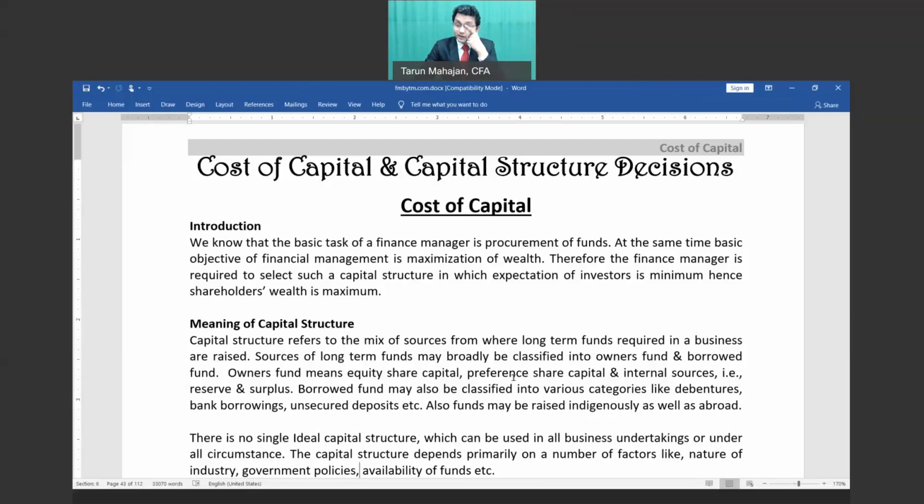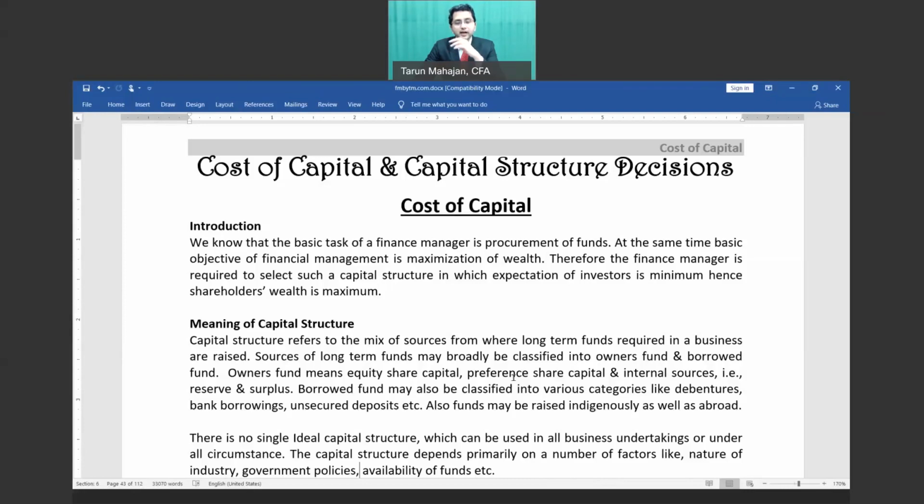There are two things: one is capital employed and the other is capital structure. I need 10 lakh rupees for my business. That is capital employed. Now, there are various possible mixtures of various sources of finance that I can create for this 10 lakh rupees. That is actually capital structure.